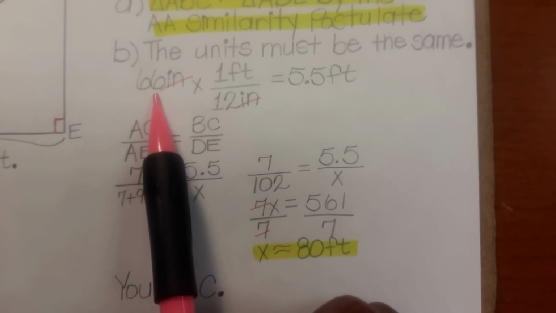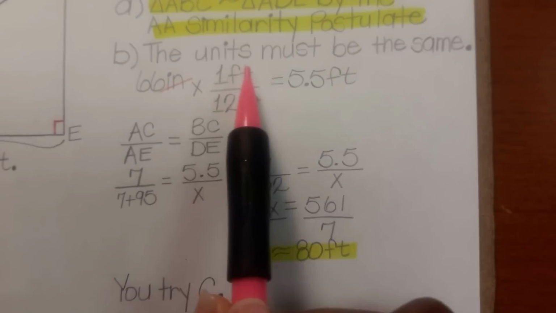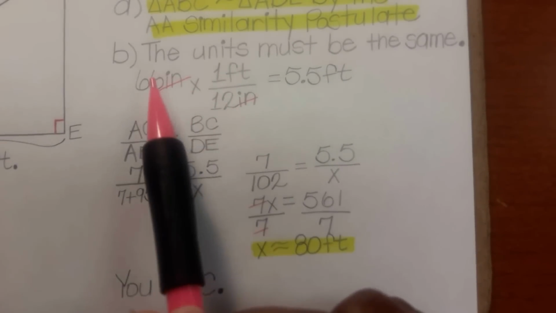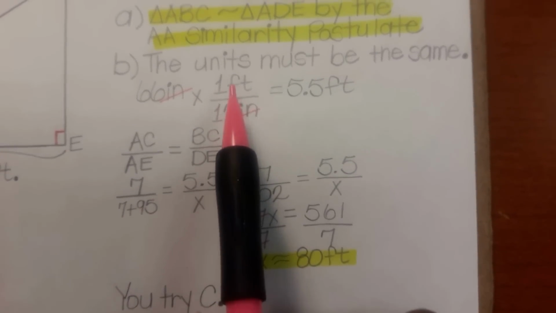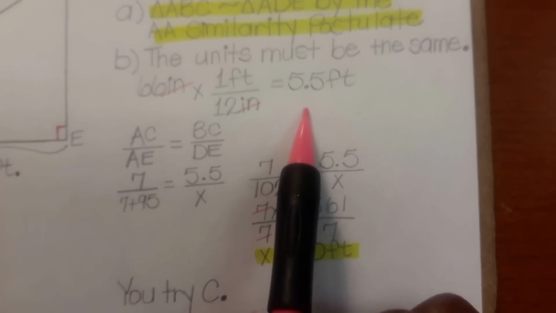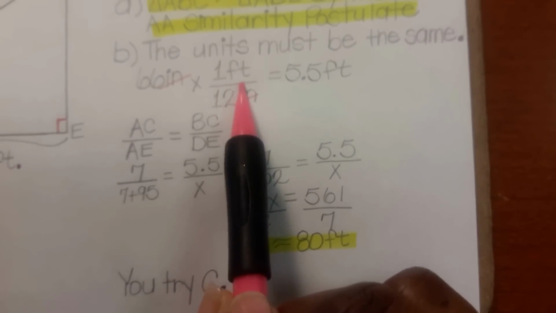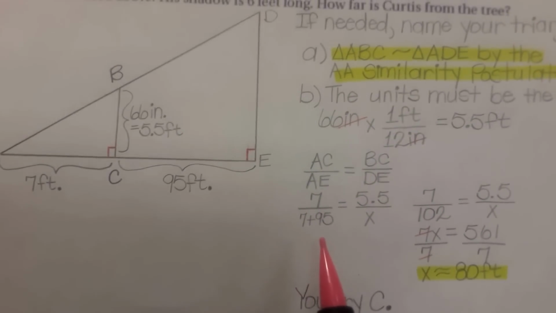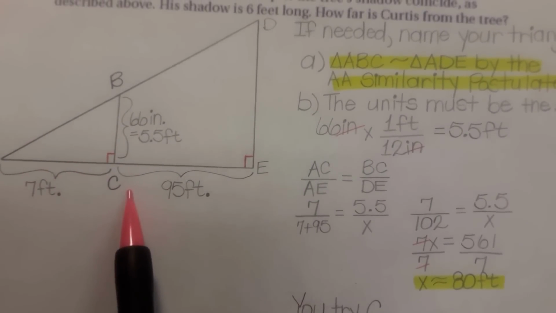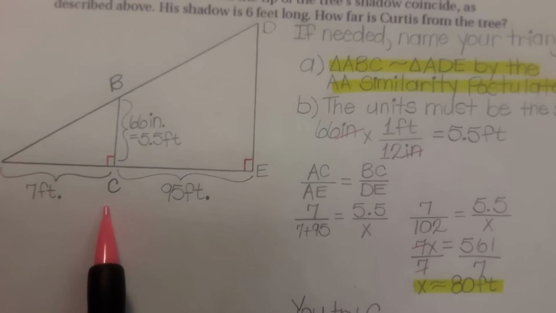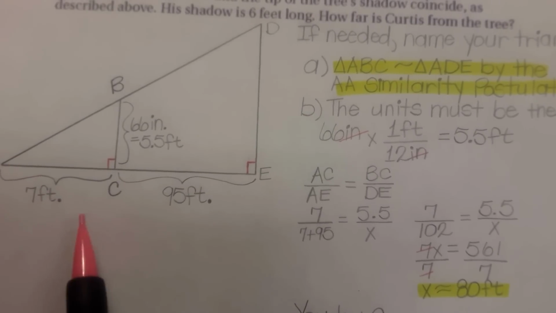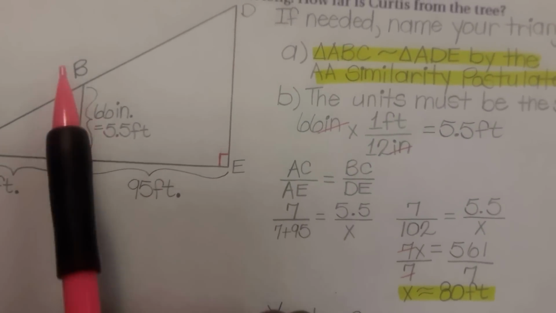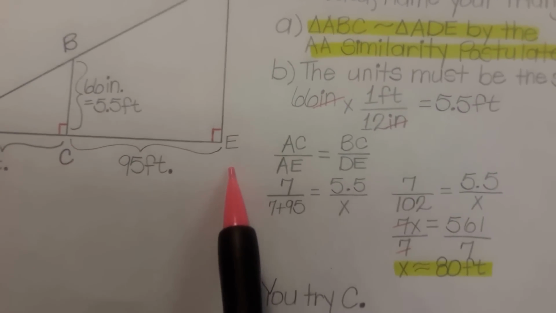I know that 1 foot equals 12 inches. Inches cancel. 66 times 1 is 66. 66 divided by 12 is 5.5 feet. If you notice, that's the only unit that's left, feet. So I want to go ahead and set up my proportion. By looking at the diagram, I know that AC is proportional to AE, and BC is proportional to DE.